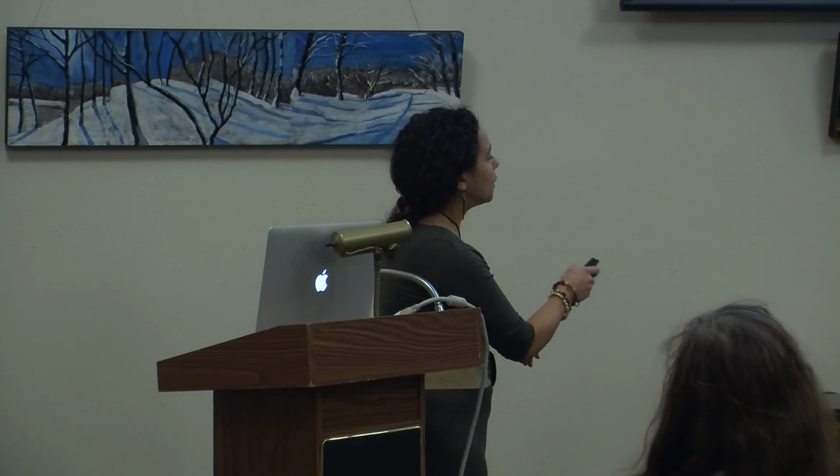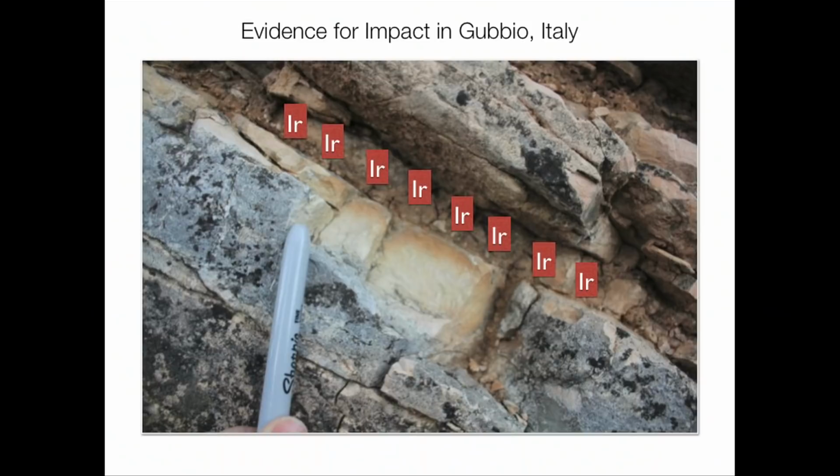This layer is full of all sorts of evidence for a large impact, but the real smoking gun was that it's full of the element iridium. Iridium is extremely rare at the Earth's surface because it's what's called a siderophile element, which means iron-loving. When the Earth was a big molten ball of goo early in its history, all of the heavy elements sank to the core. That's why we have an iron-nickel core. And they brought iridium with them. So the surface of our planet is highly depleted in iridium.